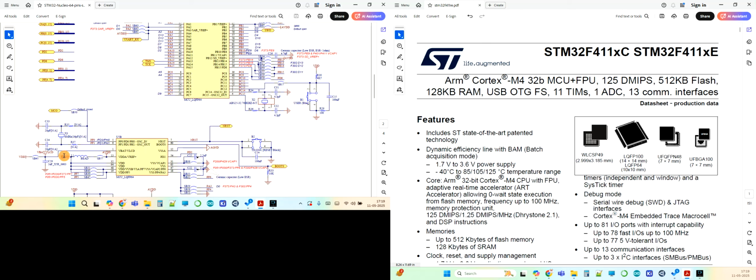You see VDD is connected through a bead and then a jumper. Sorry, VDD is connected directly or through a jumper here. Or VDD is also connected to the VDDA. VDDA is the analog supply to this particular microcontroller. So if you want to use ADC on this microcontroller, you need to have power connected to the VDDA. So VDD and VDDA are connected through the jumpers or directly to VDD, which is nothing but 3.3 volts.